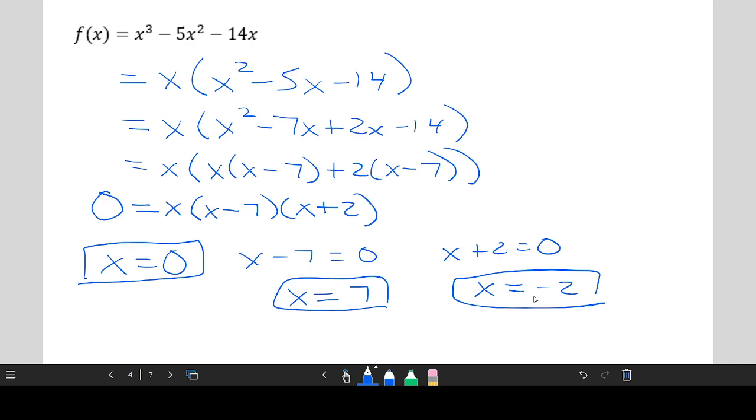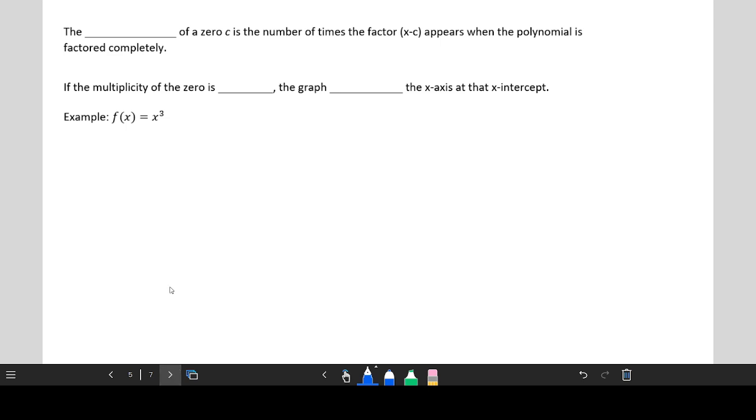So for both of these examples, these numbers that we found will tell us where the x-intercepts are. But we want to know a little bit more about what's happening at the x-intercept. We want to know, is the graph going to cross the x-axis at the intercept? Or is it just going to approach it and touch it and then turn around and go back the opposite way? And so to know which of those is going to be the case, we can look at the multiplicity of the 0.